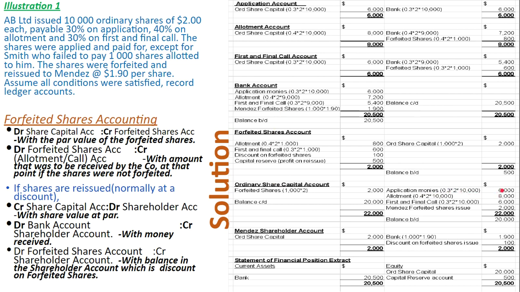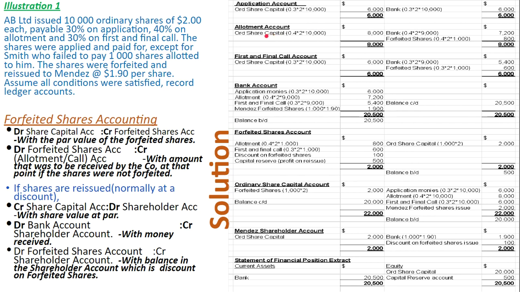So we go to the ordinary share capital account and record application monies, 30% times 2 times 10,000 to give us $6,000. Next, we go to the allotment account. This is where all the trouble starts. On allotment account, we are told that at this stage, this is where Smith failed to pay for his shares. First, we need to record our ordinary share capital as it would appear if the shares were all paid for.